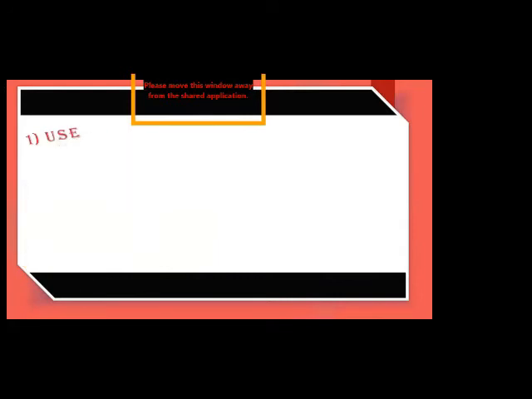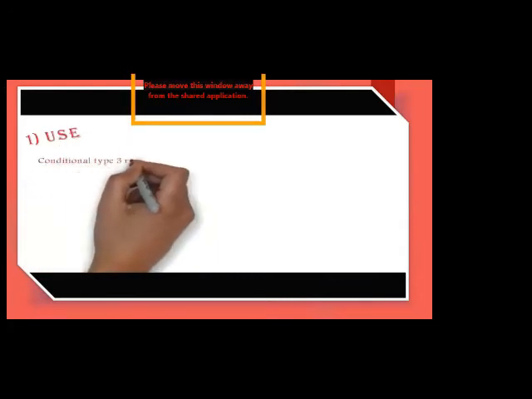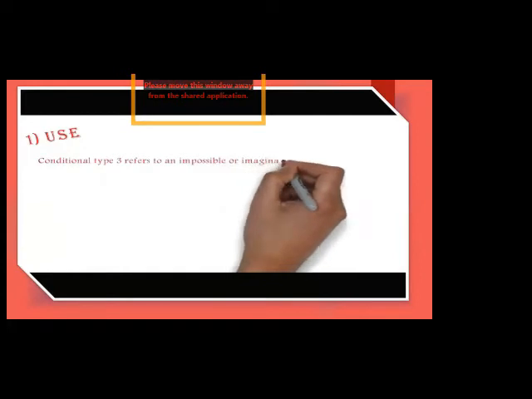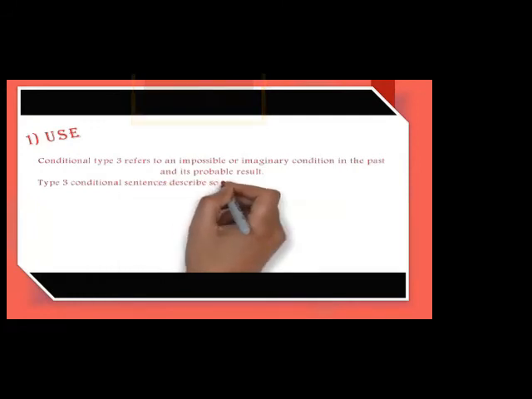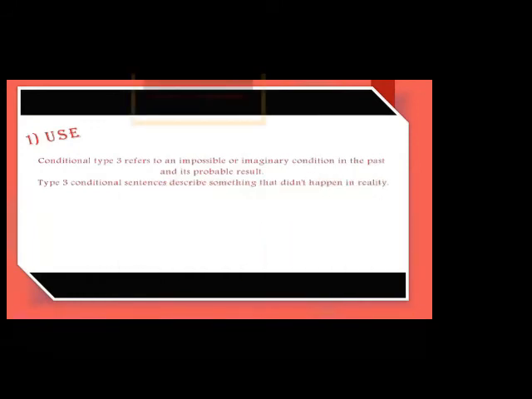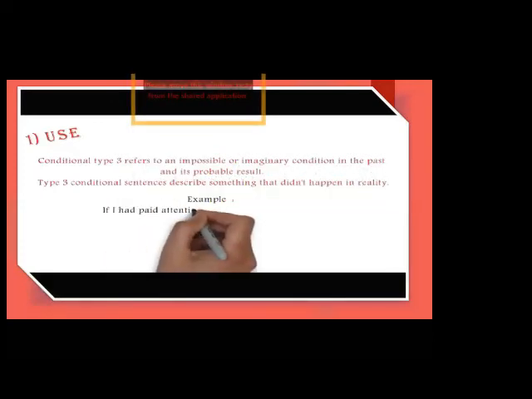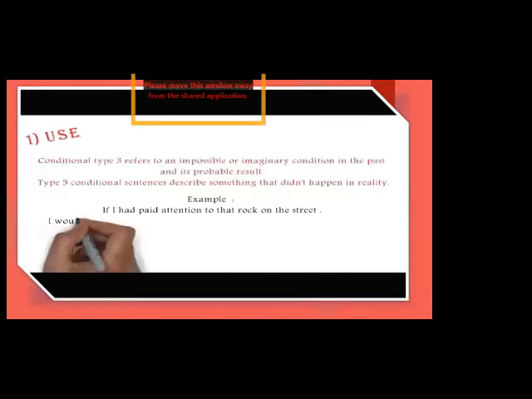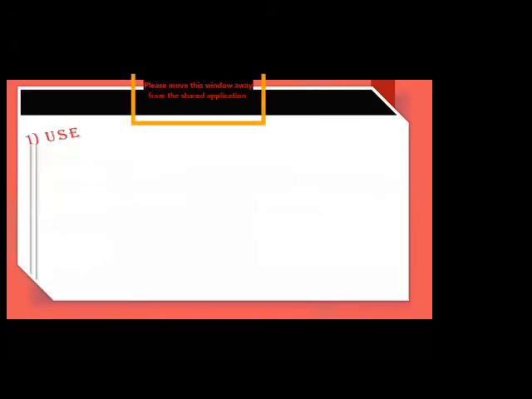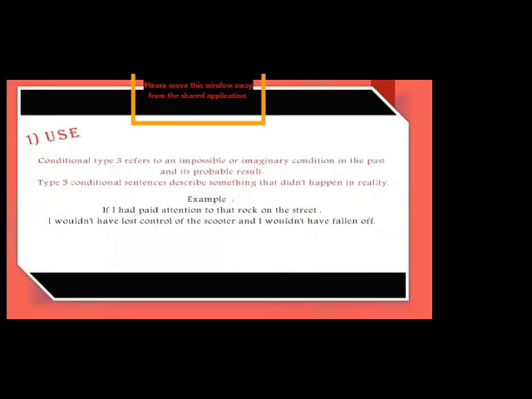So based on the animation video, we may deduce that conditional type 3 refers to an impossible or imaginary condition in the past and its probable result in the past. This means that type 3 conditional sentences describe something that didn't happen in reality. Let us consider the following example: if I had paid attention to that rock on the street, I wouldn't have lost control of the scooter and I wouldn't have fallen off. However, in reality, I didn't pay attention, as a result, I lost control and fell.